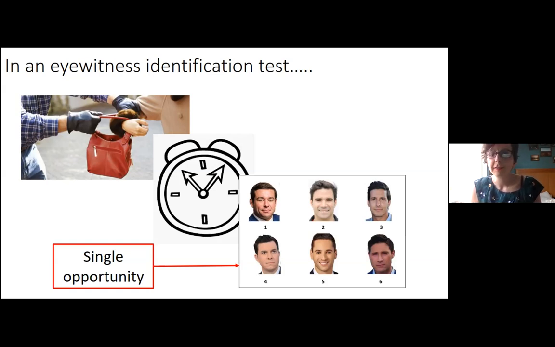Now, I was talking to some of my colleagues who are more basic face recognition researchers in a lab meeting, and they went, well, that's bonkers. Why would you ever do that? Why would you ever base something like that on a single decision from a single instance of a face? So that got me thinking.